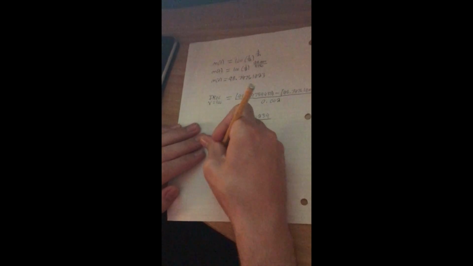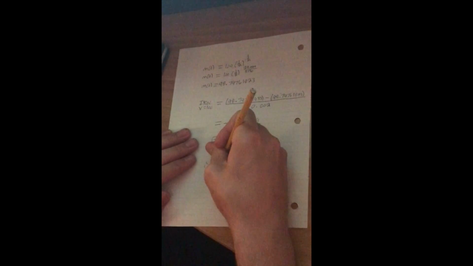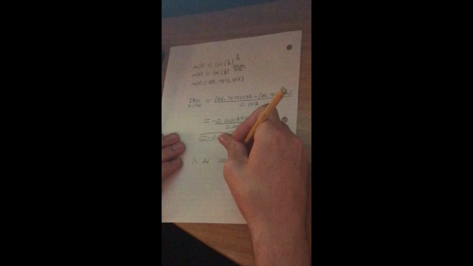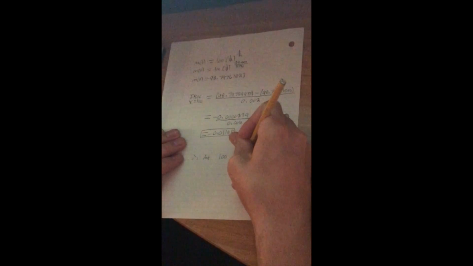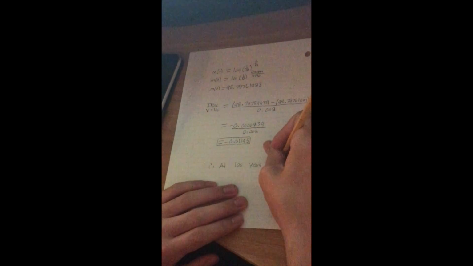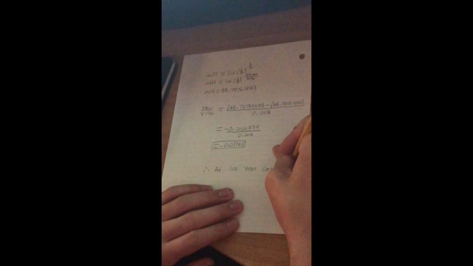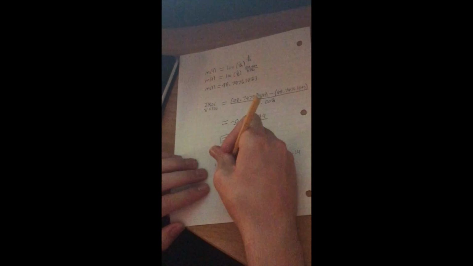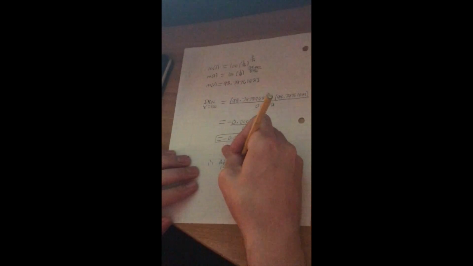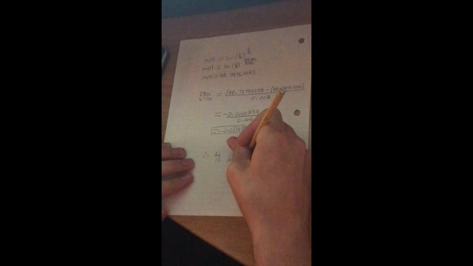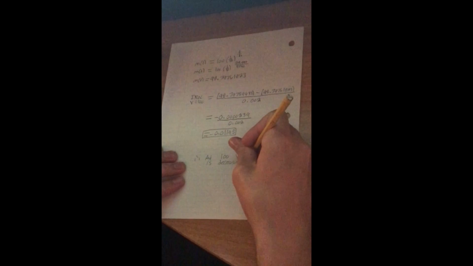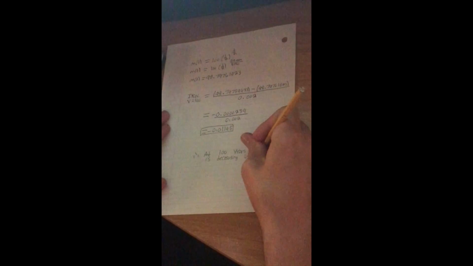So therefore, at 100 years, carbon-14 is decreasing by 0.01195.